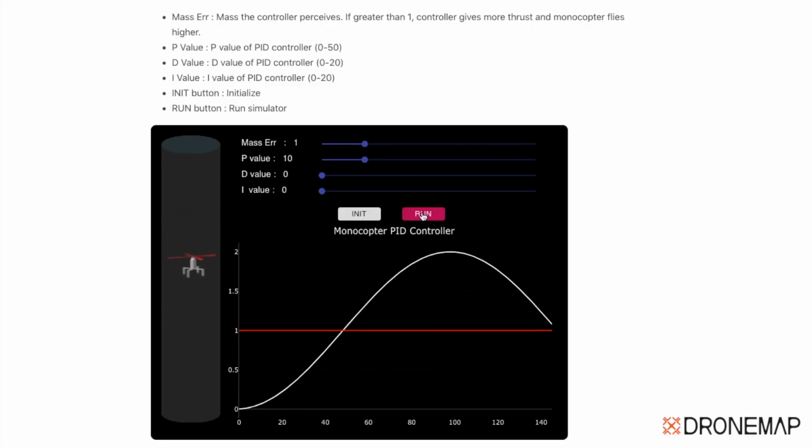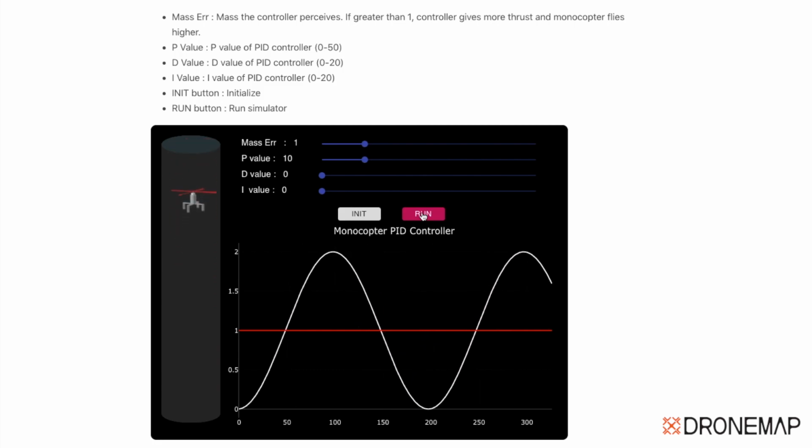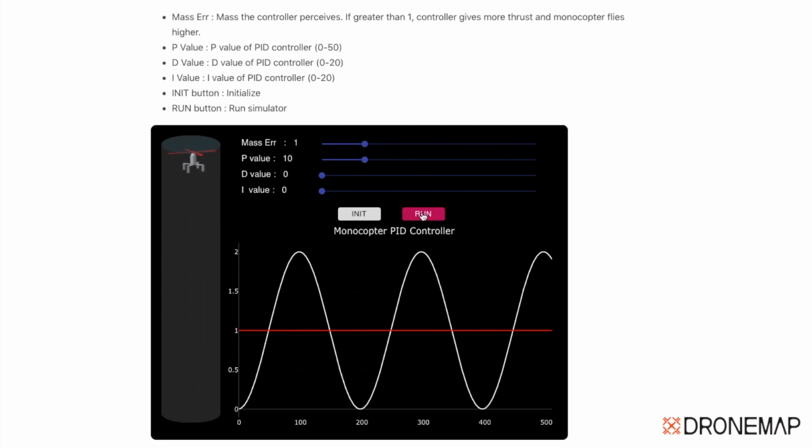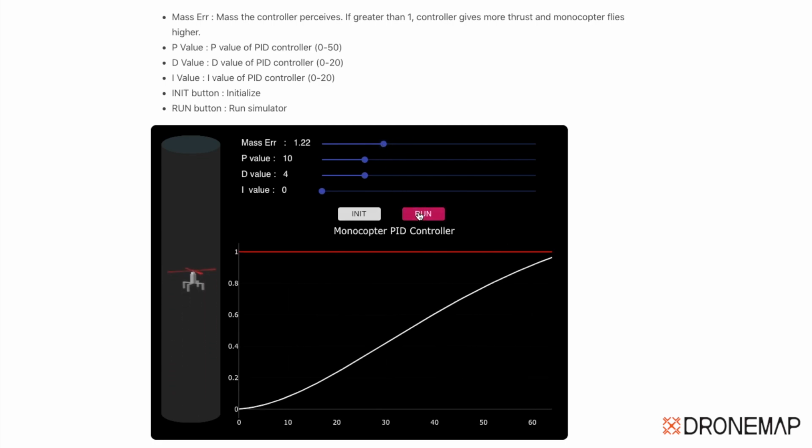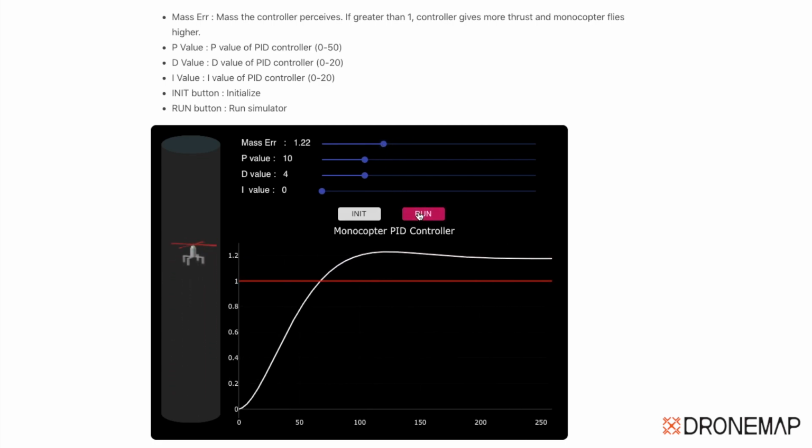This is the PID simulator. It shows how the monocopter hovers at the target altitude. Here you can control P, I, and D values and see how the copter hovers as if it really flies.